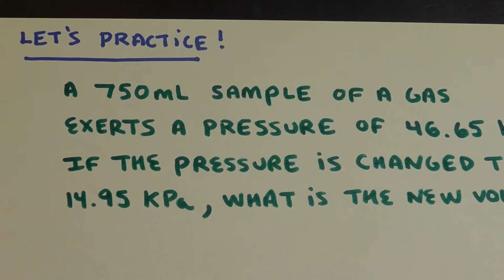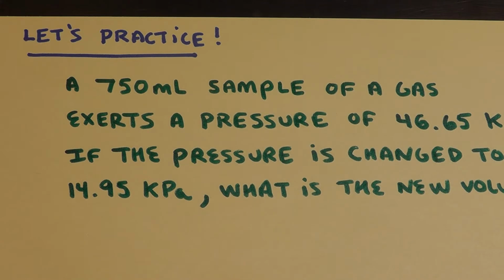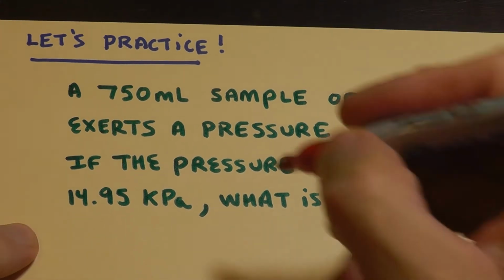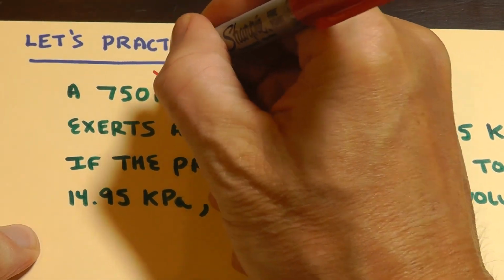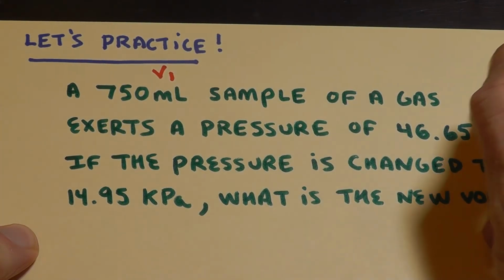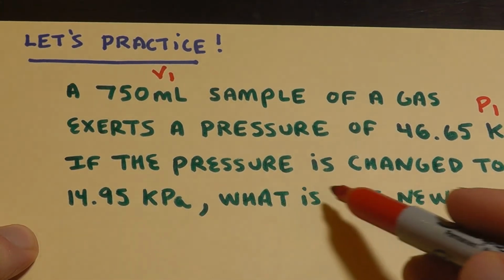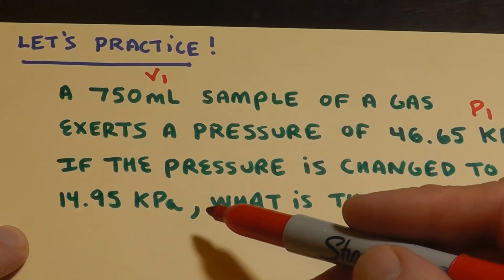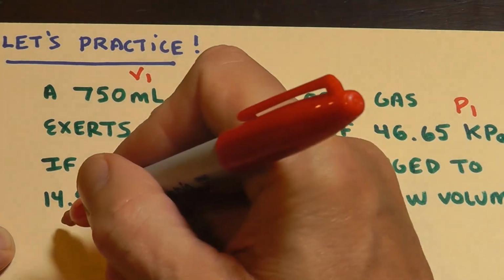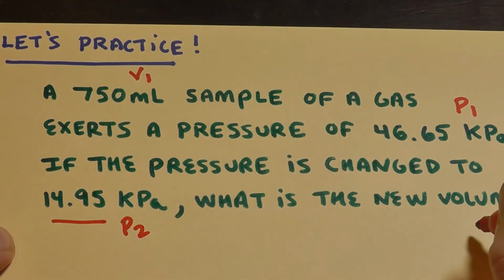Okay, practice time! Now look, we didn't tell you what gas law this is, so let's give it a shot. Okay, and now you're going to read these like a computer. A 750 milliliter sample of a gas. I'm going to call that V1. Exerts a pressure of 46.65 kPa. That's kilopascals. That's pressure. We call it P1. If the pressure is changed to 14.95, I'll call it P2, kilopascals. What's the new volume?